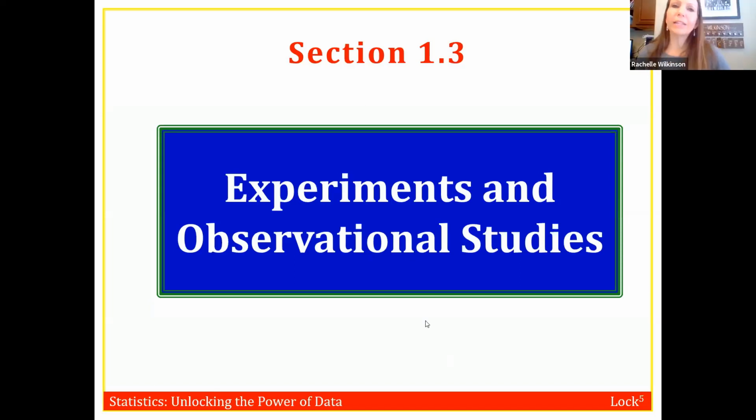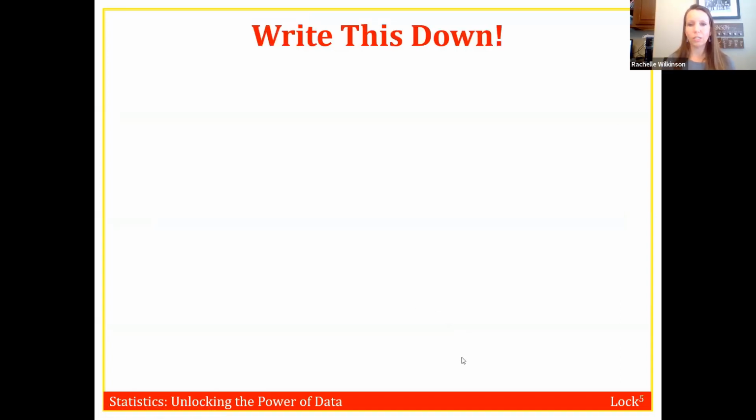Okay, so in this section, section 1.3, we're going to talk about the two main ways that we collect data, which is through experiments and observational studies. And we're going to talk about the types of inferences that we can make when we use each of these different types of studies. And so, of course, we're going to start with some more definitions.